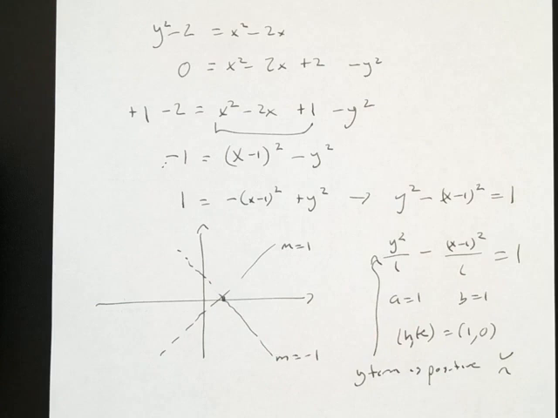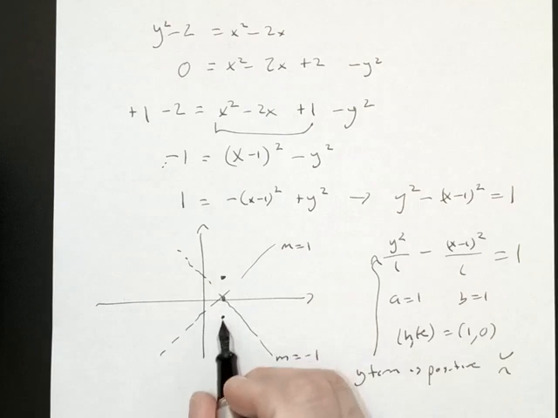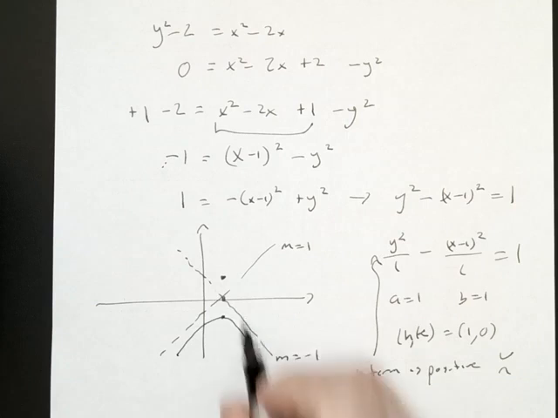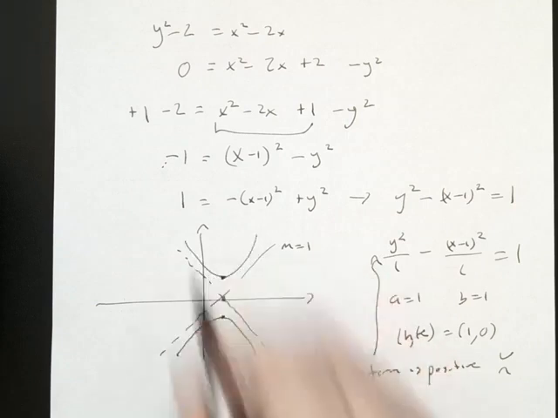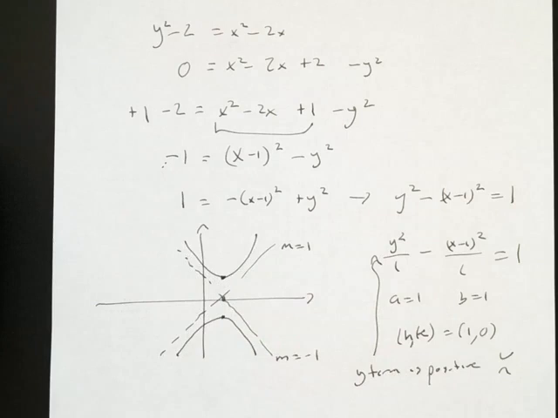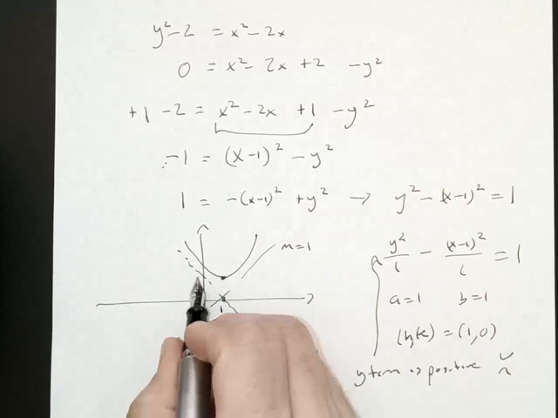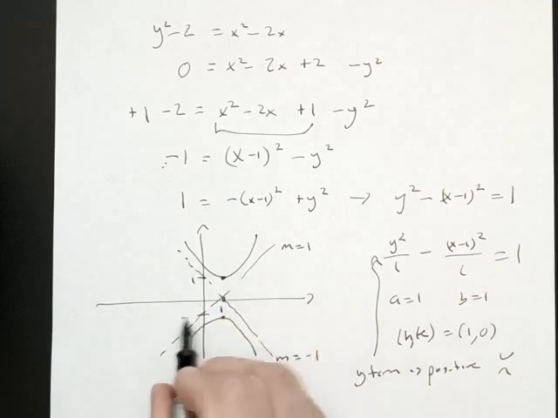A is 1. We should go 1 unit up from our center and 1 unit down from our center. Those are our vertices. And there's our hyperbola. Better?